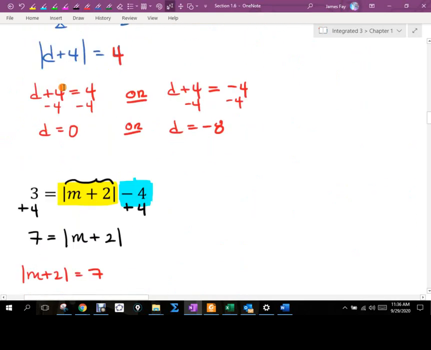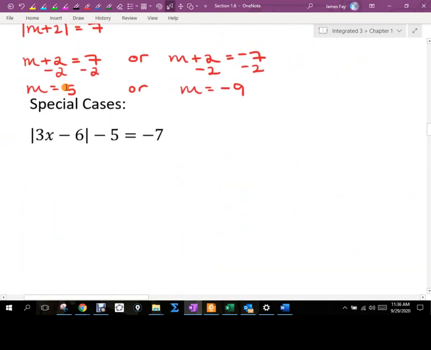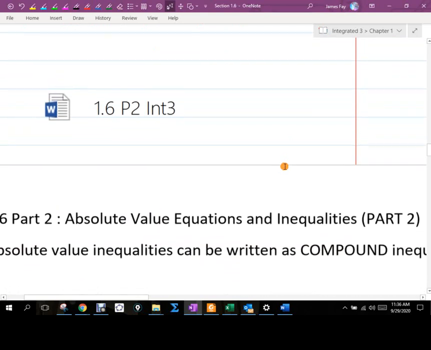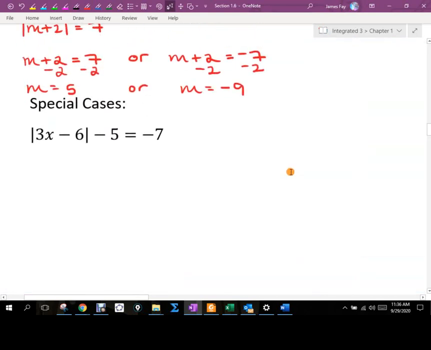Now, here's a question that they always ask. They always ask this. It's a special case. Okay, and I will only talk about one special case today. I don't have the other ones up here. What would you do first here? Add 5, good. So I got absolute value of 3x minus 6. Add 5 to here. Add 5 to there. It gives me negative 2, right?